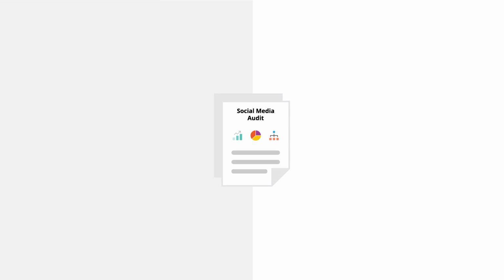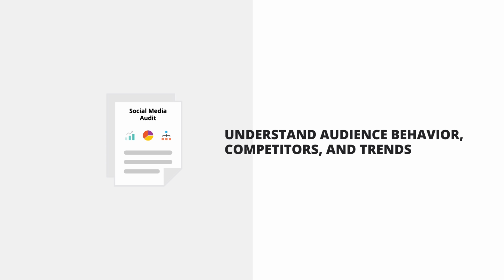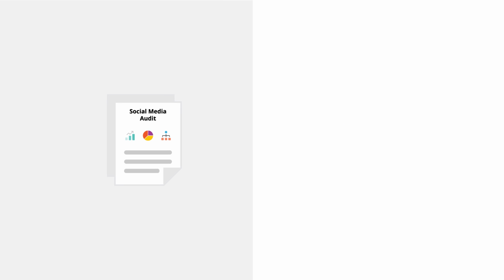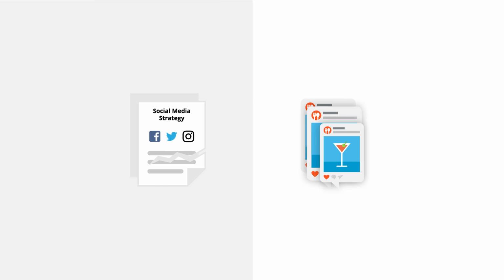The purpose of a social media audit is to analyze the effectiveness of your company's existing social media efforts and understand audience behavior, competitors, and trends. Skipping a social media audit could result in an ineffective social strategy and accidental imitation of your competitors, which could reflect negatively on your brand.